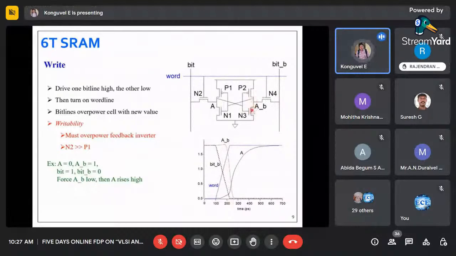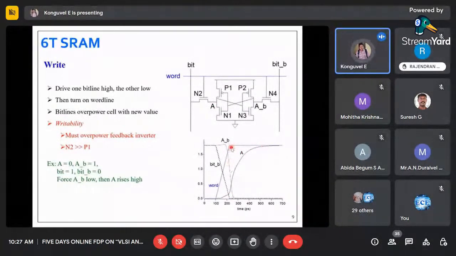When A bar B is becoming 0, what will happen to N1? N1 will be turned off. That means A will never be ground, because when N1 is turned off, P1 will be turned on. So A will be pulled to what? A will be pulled to 1. The A node will be pulled to 1. That is why you can see A will be pulled to 1.